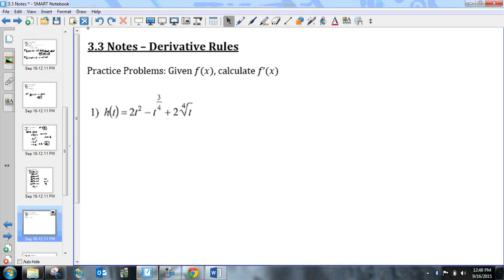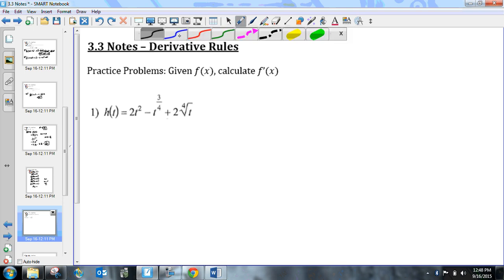Okay, welcome back to 3-3 notes. We're going to calculate some derivatives here. And even though it says given f of x, calculate f prime of x, basically that just means calculate the derivative. Okay, I'm going to use different variables. I'll use t a lot, function h.